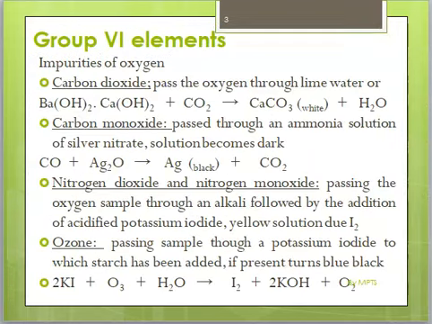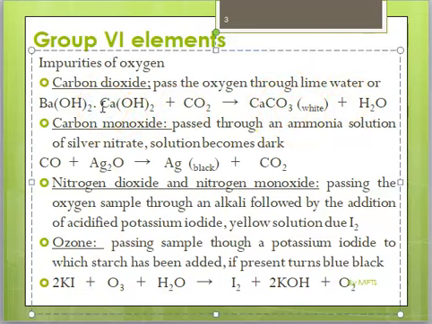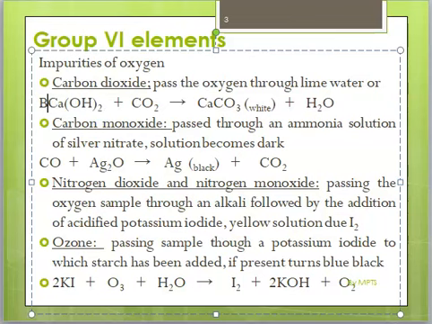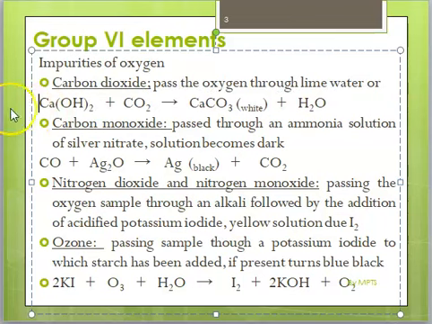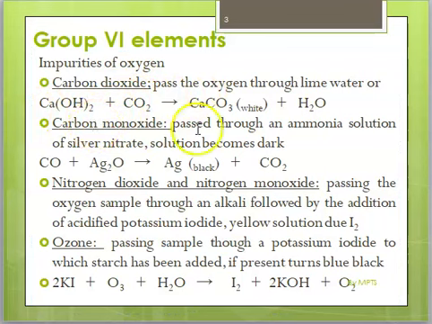So, what are the impurities of oxygen? We have carbon dioxide. You can pass the oxygen over lime water, and if there is carbon dioxide you get a white precipitate. You can also use barium hydroxide. The other impurity is carbon monoxide, which can be tested by passing the gas through ammonia solution over silver nitrate.